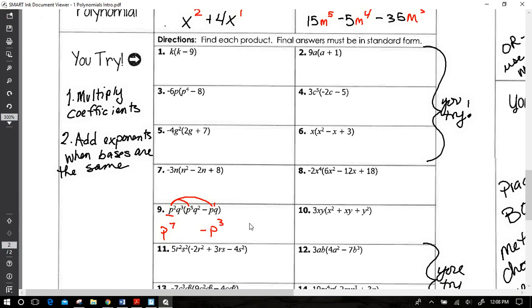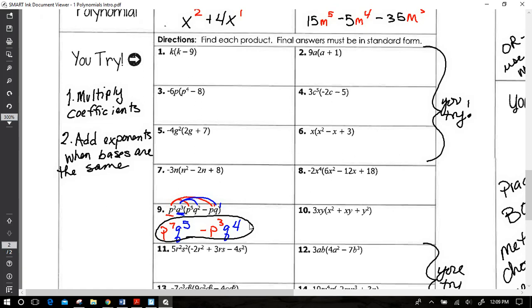Now I'm going to move over and do my q's. q cubed times q squared is q to the 3 plus 2, which is 5. q cubed times q to the 1st is q to the 4th power. And that is my final answer, just like what we were doing with our exponent rules, okay?